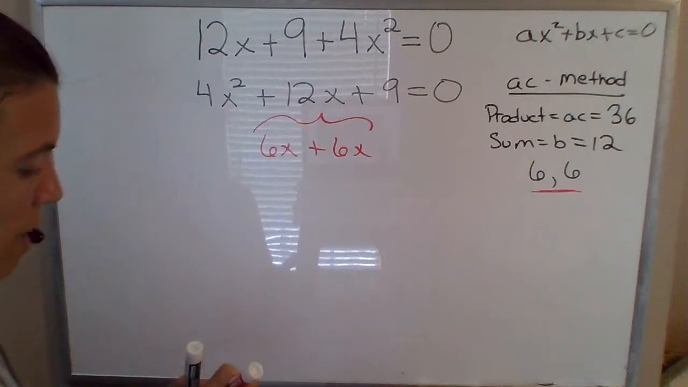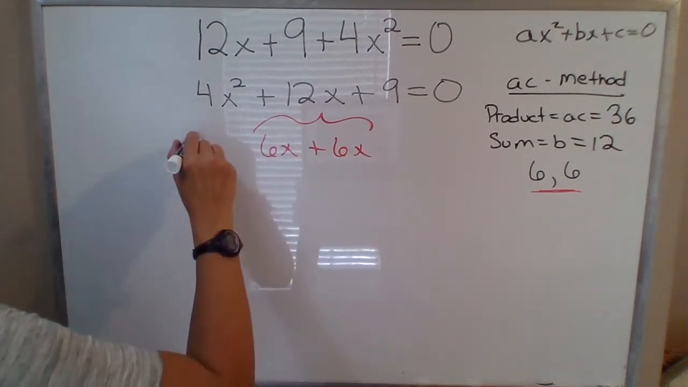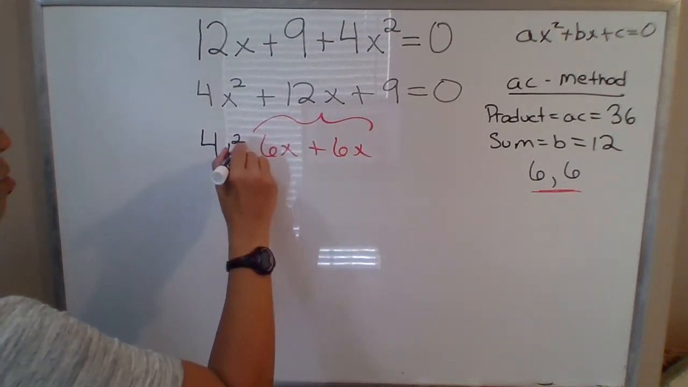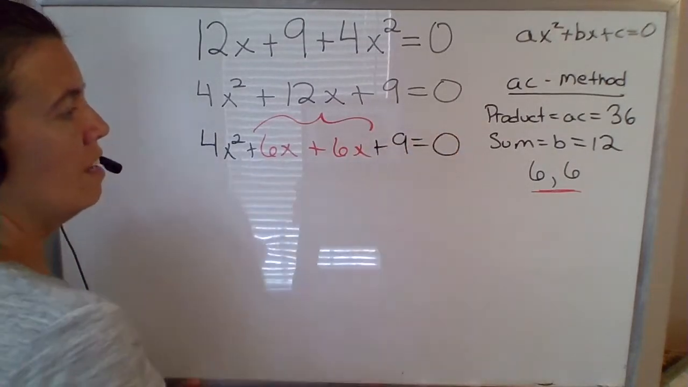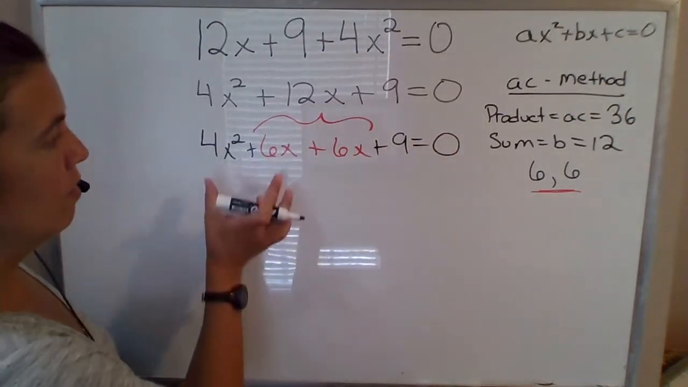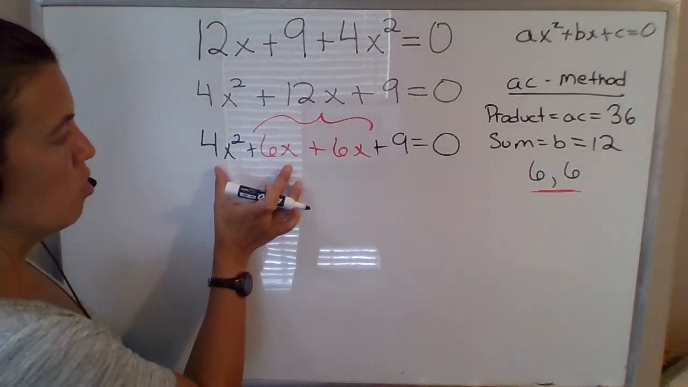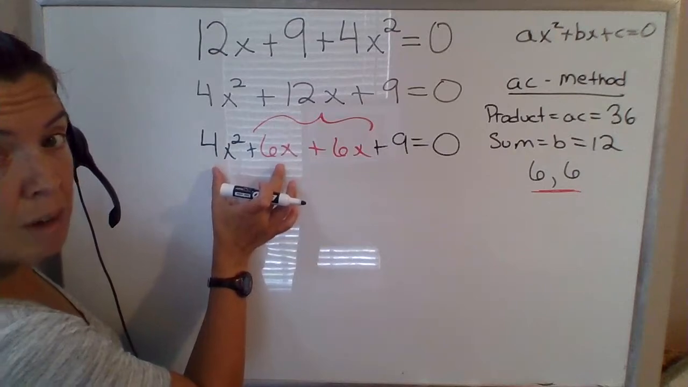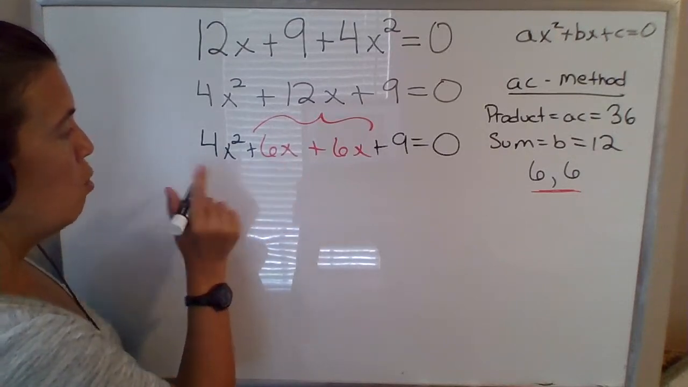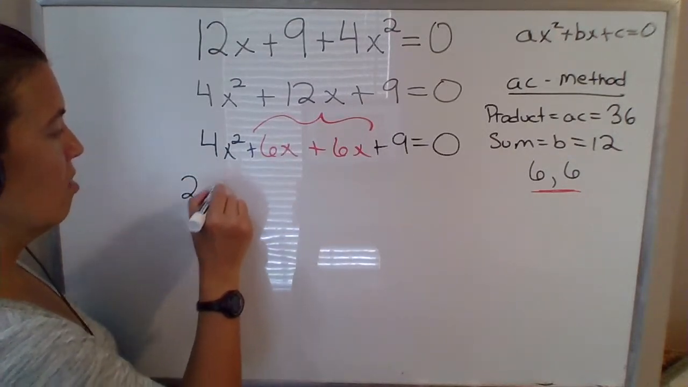So that's still 12x. Leave the other terms alone. So we've still got this 4x squared in front and plus 9 on the back. And now factor by grouping. So look at the first two terms. The greatest common factor between these first two terms would be 2x.